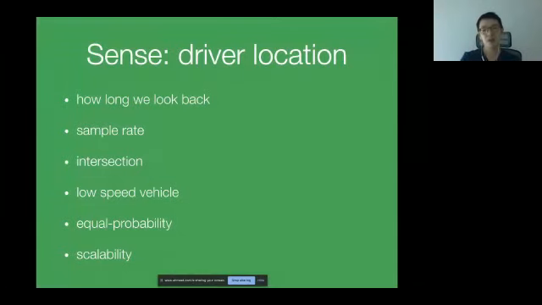Of course, we need to handle the equal probability, like the illustration I showed in the beginning, where you cannot even tell which road the driver is driving on now. And we also need to scale this system to a very large QPS in our microservices architecture.